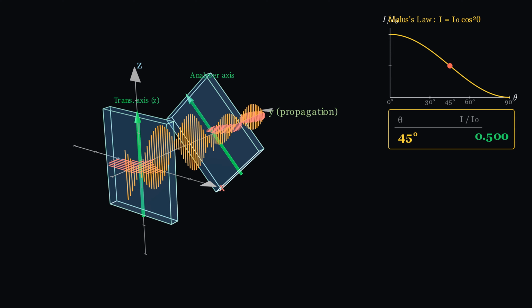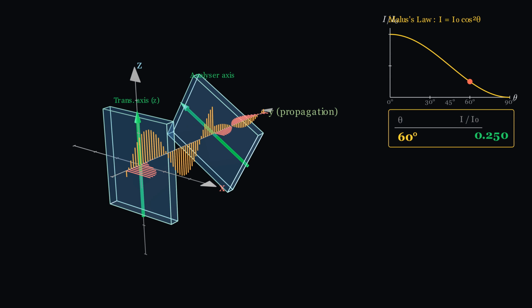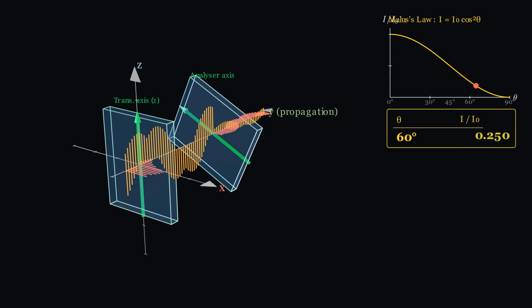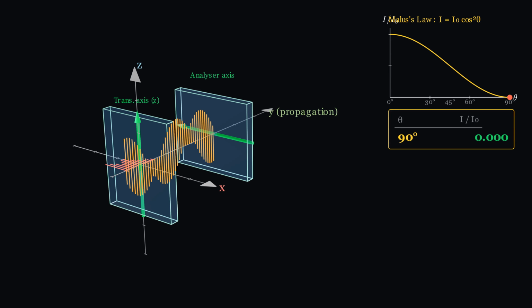At 60 degrees, I over I0 equals 0.250, which is cosine squared of 60 degrees. At 90 degrees, I over I0 equals 0.000, which is cosine squared of 90 degrees.